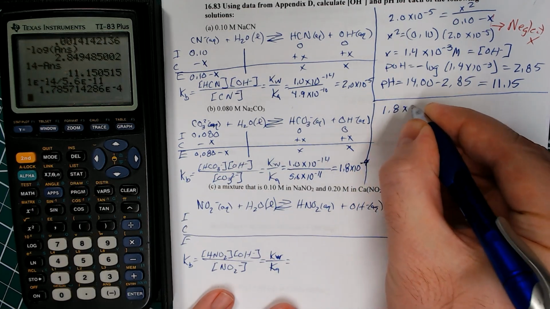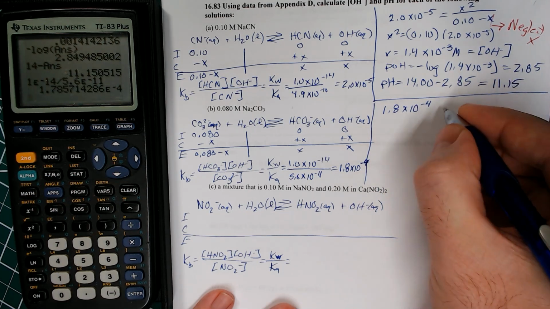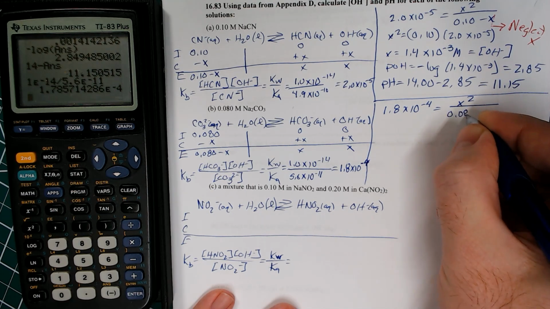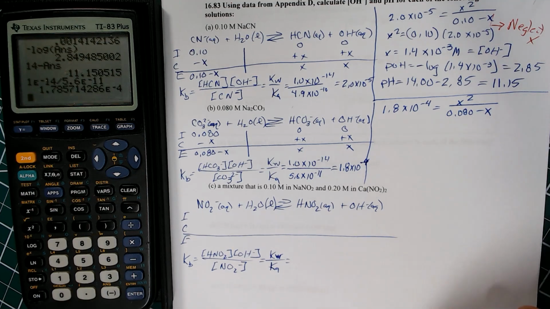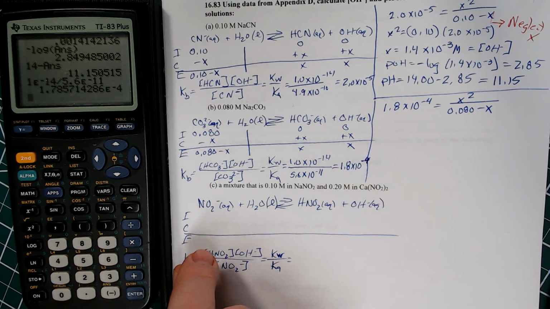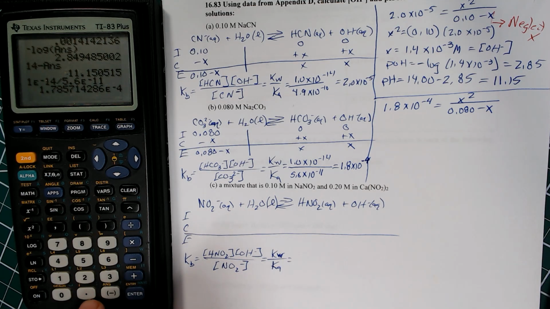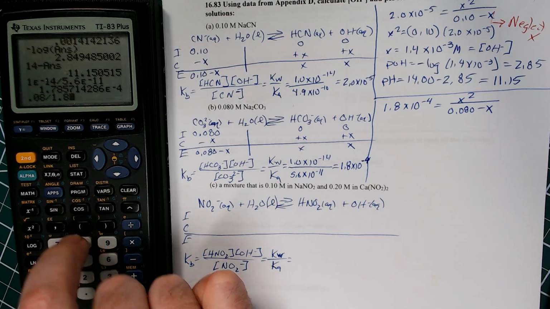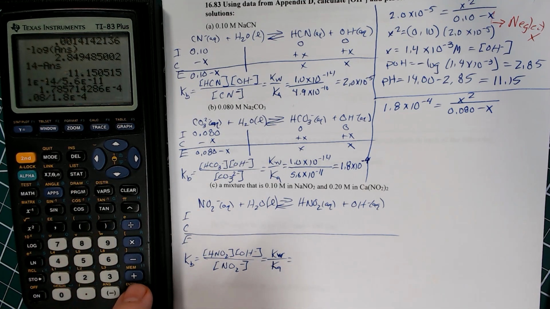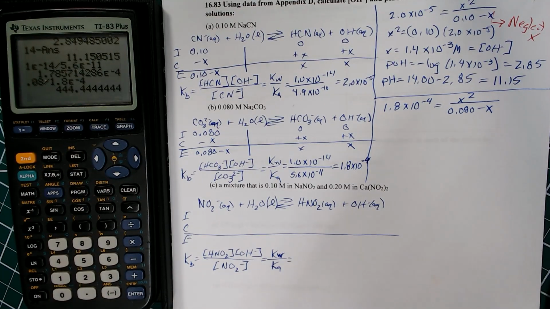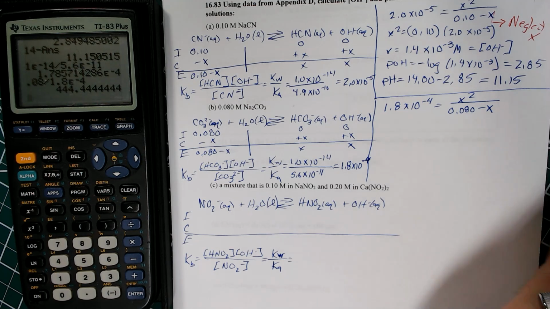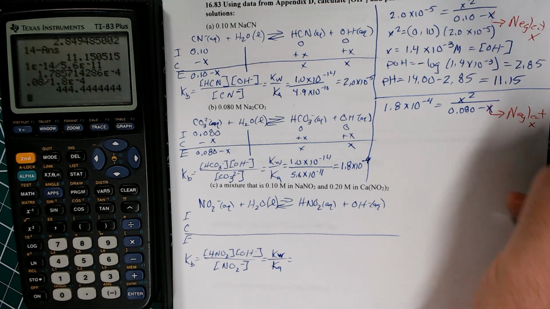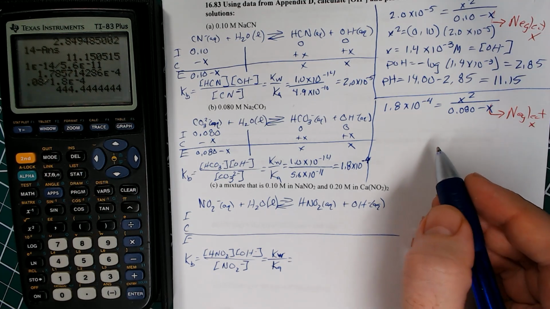So 1.8 times 10 to the negative 4 is equal to x squared over 0.080 minus x. We do want to check, is it okay to neglect x? This one's going to be close, but it will work. So 0.08, and we want to divide that by 1.8 times 10 to the negative 4. And we'll see we get 444. Well, that's definitely bigger than 400. So it will be okay to neglect x. All right, so now we have neglected x.